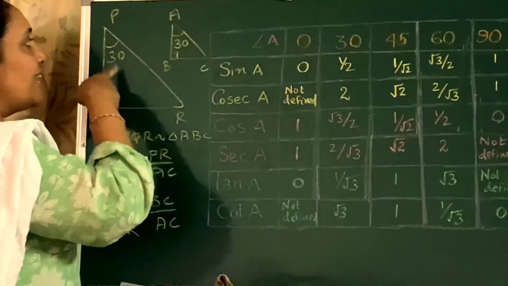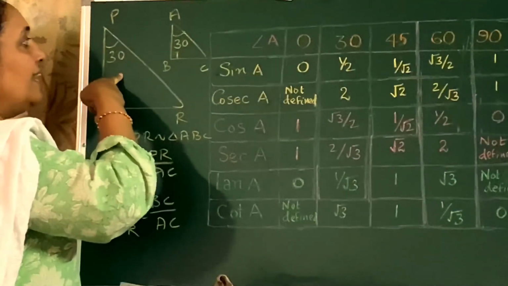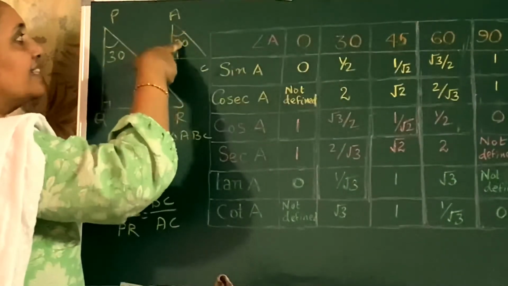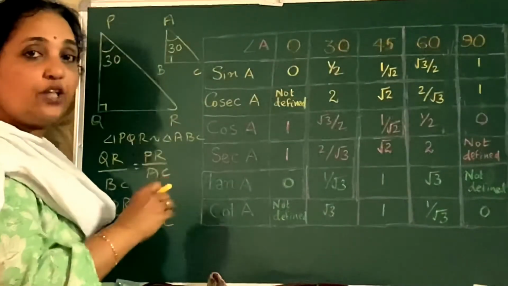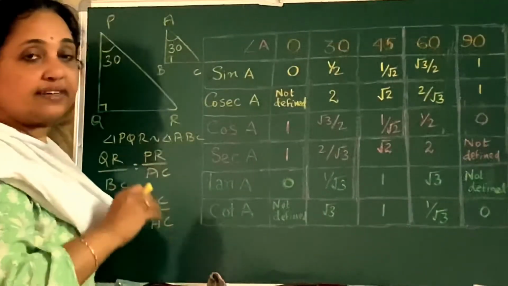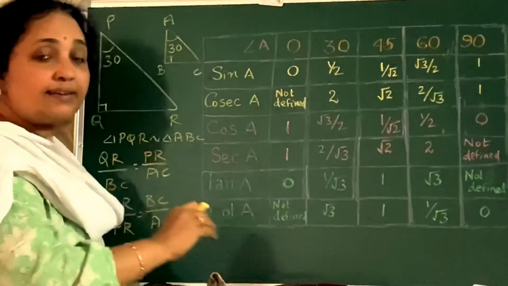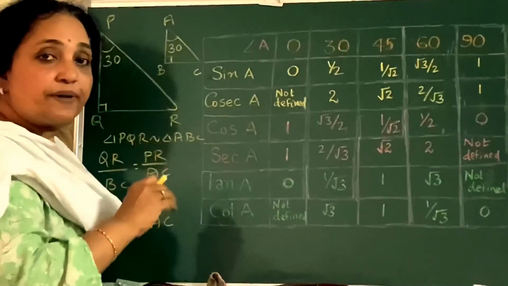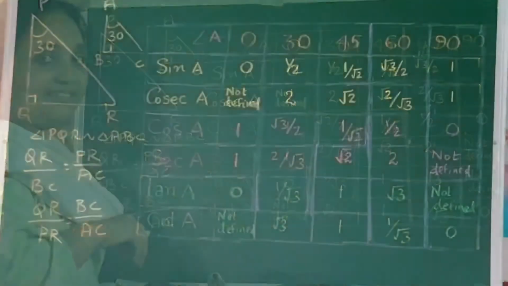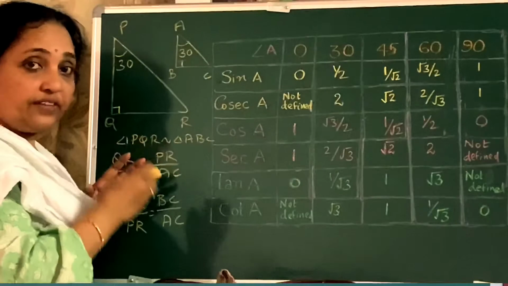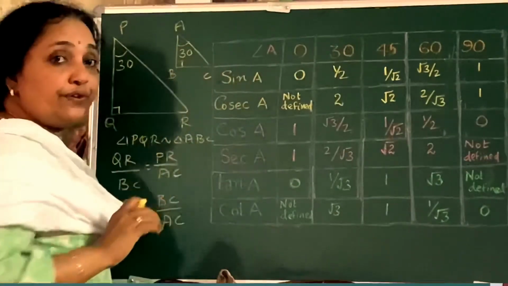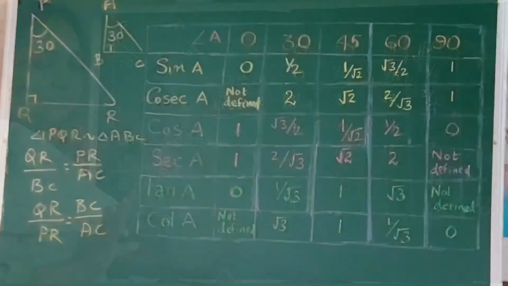QR by PR is sin 30 of this triangle. BC by AC is sin 30 of this triangle. This means the values of trigonometric ratios are the same in all right triangles irrespective of the size of the triangle. The size of the right triangle can be anything, big or small, but there will be no change in this ratio.